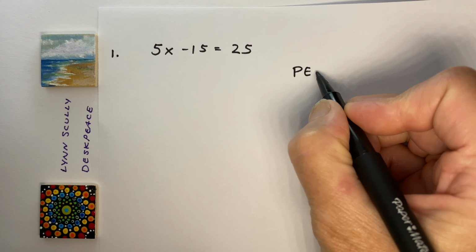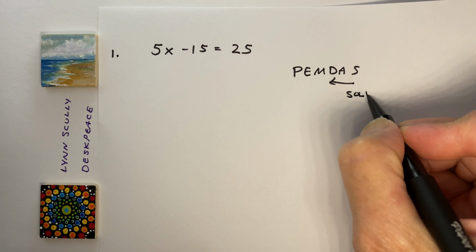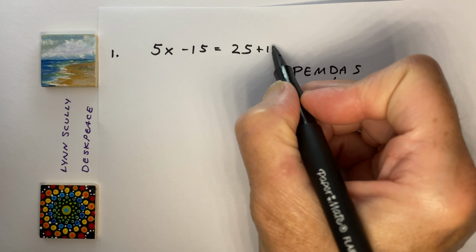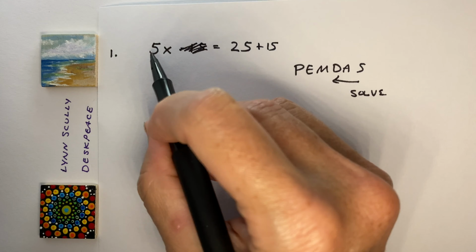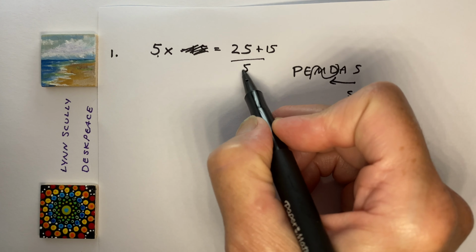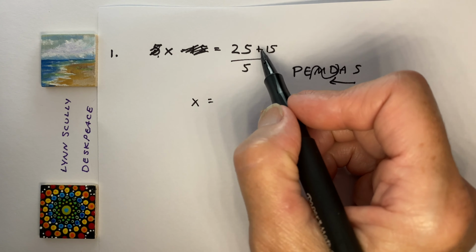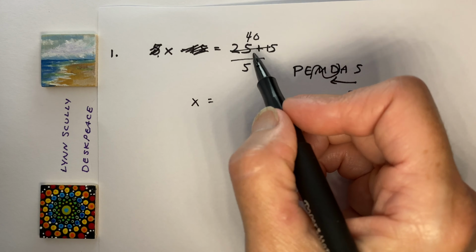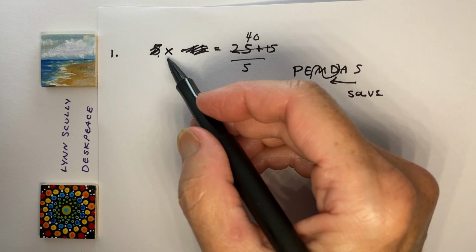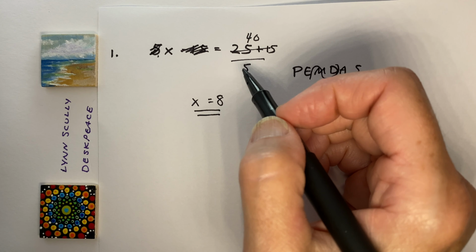So when we solve, we undo PEMDAS. So first we're going to undo this subtraction by addition to the other side of the equal sign. Then we're going to undo this multiplication by its partner, division, to the other side of the equal sign. And I'm done. X equals 25 plus 15 is 40 over 5 is 8. I say I'm done because once the x is alone, that was all I wanted. I wanted to solve. This is just reducing the arithmetic.